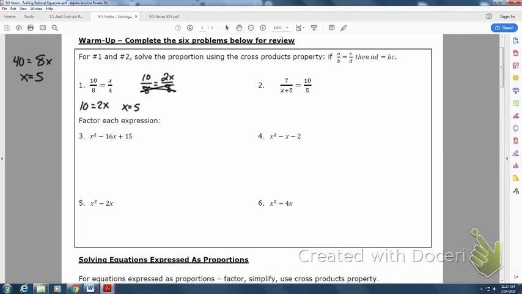Looking at number 2, if I cross multiply on that, you've got to be careful whenever you do 10 times x plus 5, because you cannot just do 10 times x. You've got to do 10 times 5 as well. Okay, after that, I would subtract 50, divide by 10.